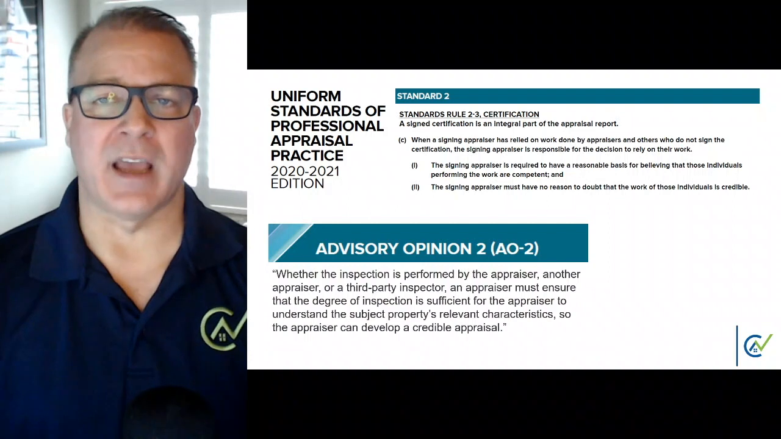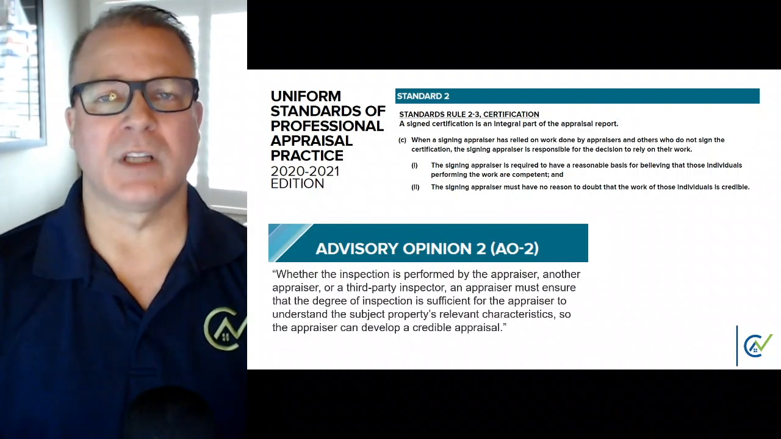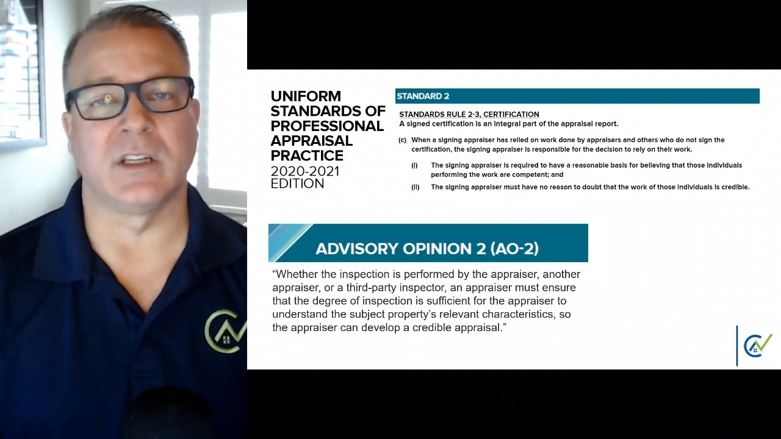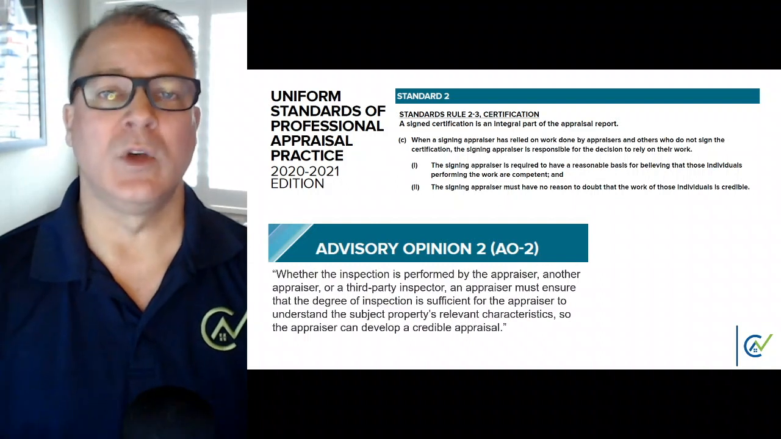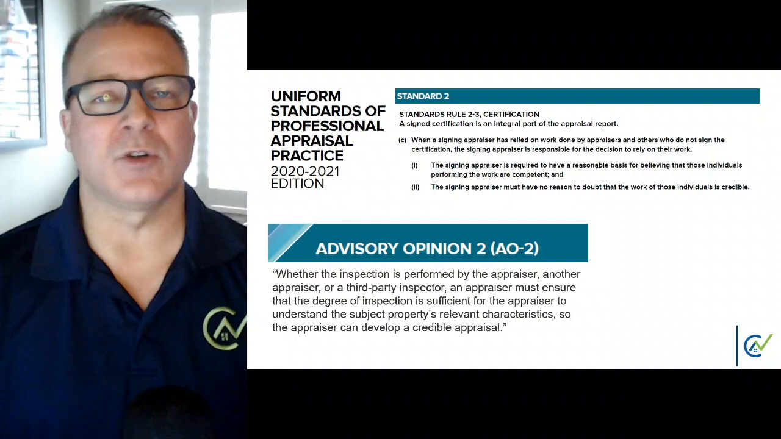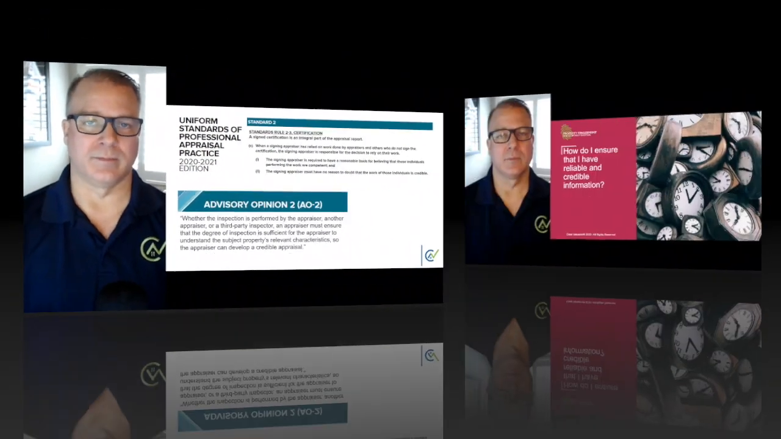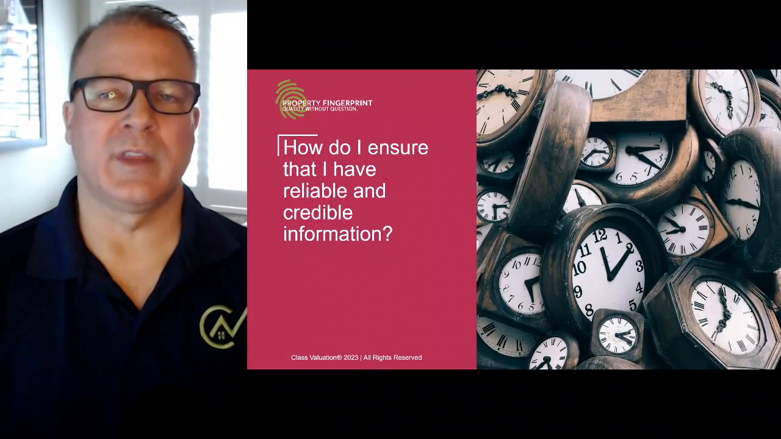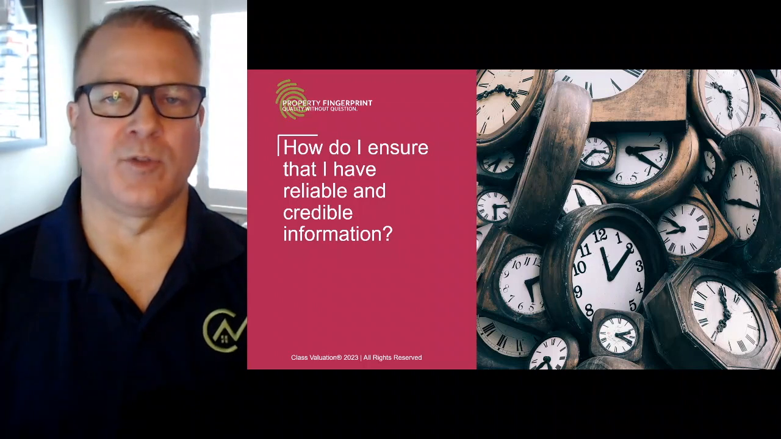So whether a personal inspection is performed by the appraiser, another appraiser, a trainee, or property data is collected by a third party, an appraiser must ensure that the degree of inspection is sufficient for the appraiser to understand the subject property's relevant characteristics, so the appraiser can develop a credible appraisal. So how do we ensure that we have reliable and credible information?